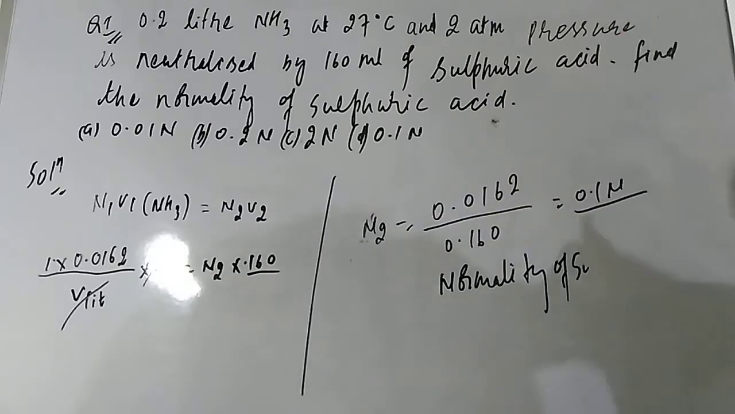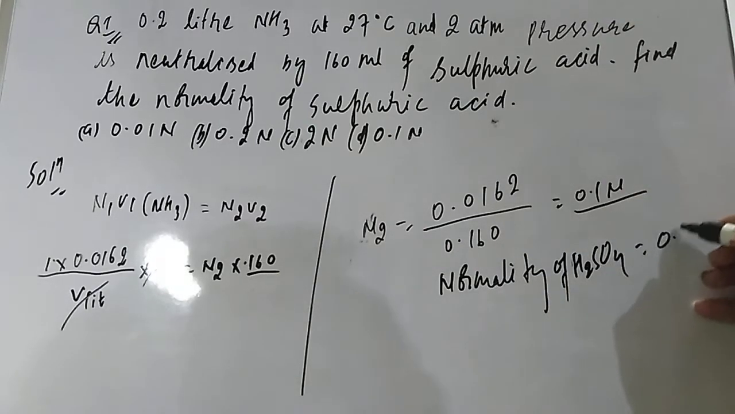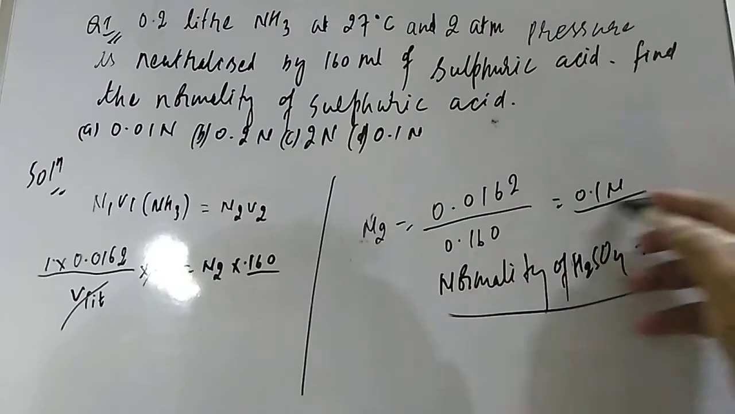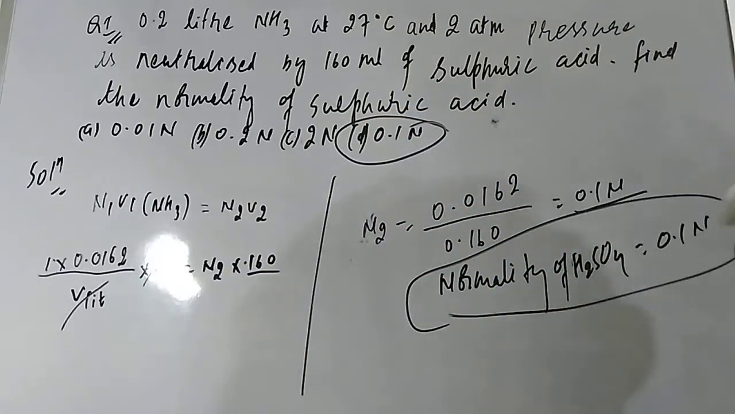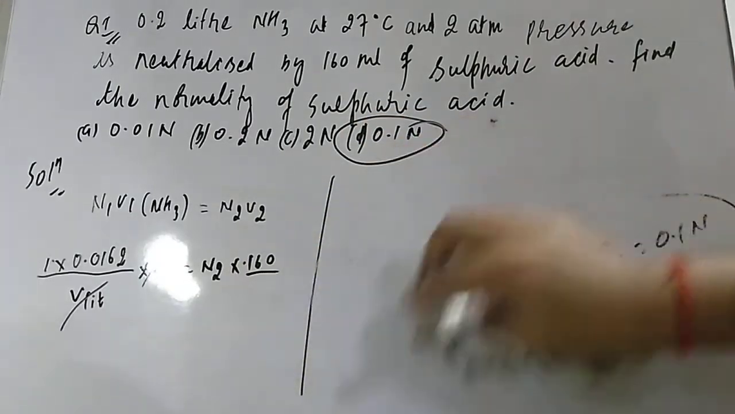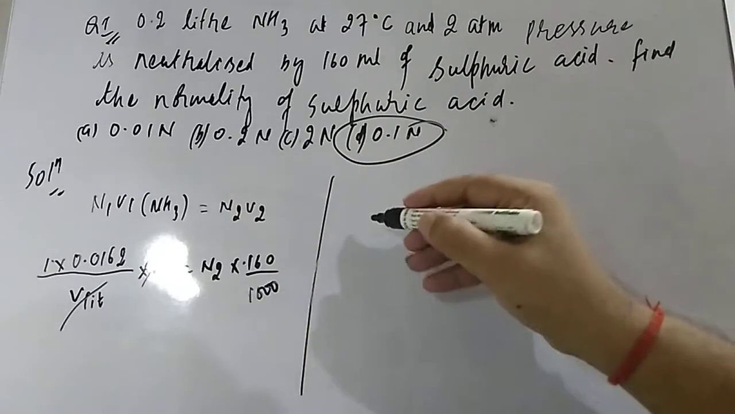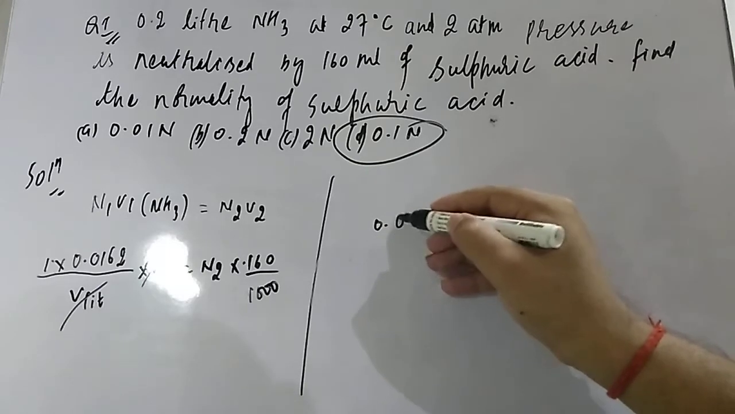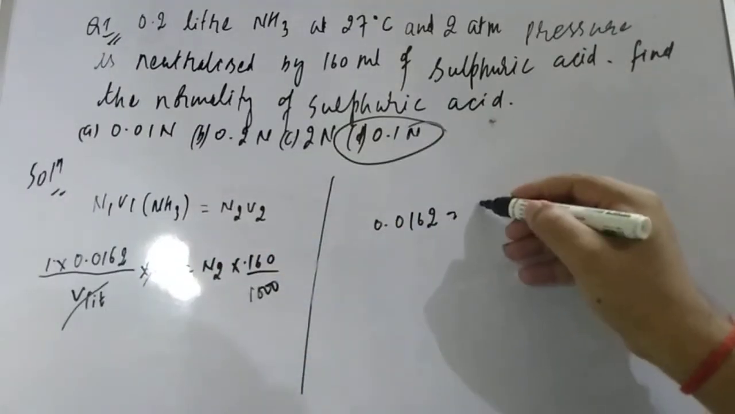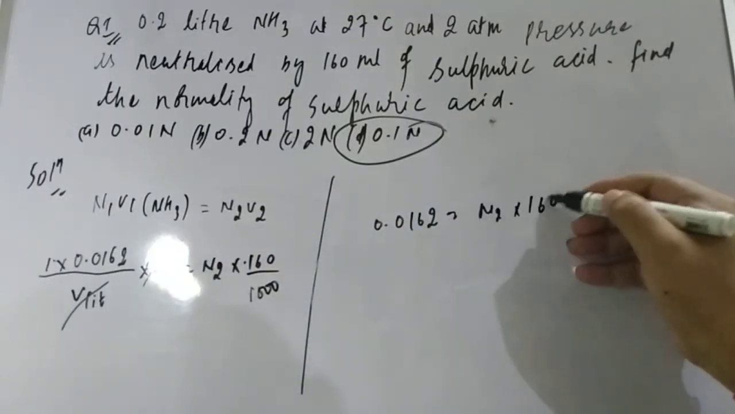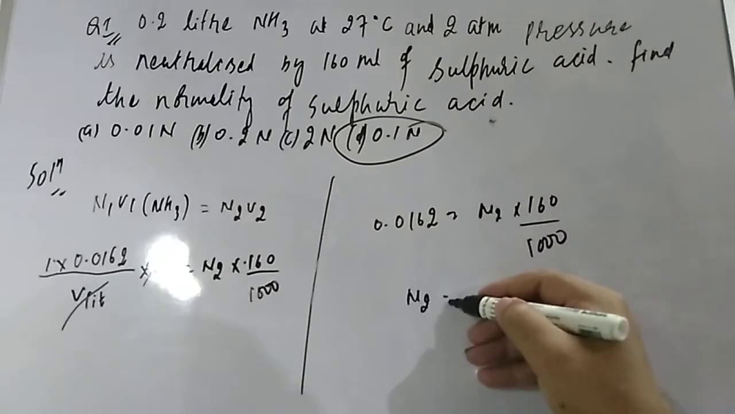For sulfuric acid, H2SO4, you are getting 0.1 normal. Dear friend, here is 0.1 normal, so if you go to the options, option D is correct. Here I am getting a little bit of confusion, but the calculation you can do. Volume in liter, so if you divide by 1000, what will come: 0.0162, V1 cancels out, equal to N2 into 160 upon 1000.